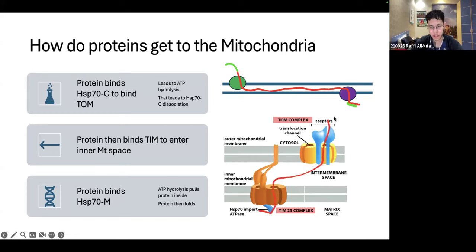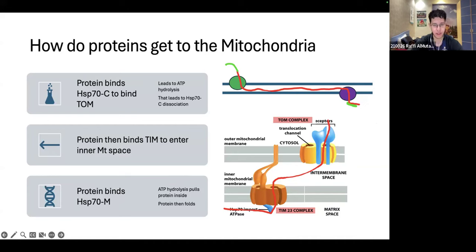Now, I know this can be a little bit confusing, but there's going to be an easy way to remember all this at the very end, so stay tuned. To summarize, what's going on? The protein will bind HSP70C. HSP70C will provide energy for it to enter TOM. It then enters TIM, and now needs to get pulled again by HSP70M, with ATP hydrolysis.